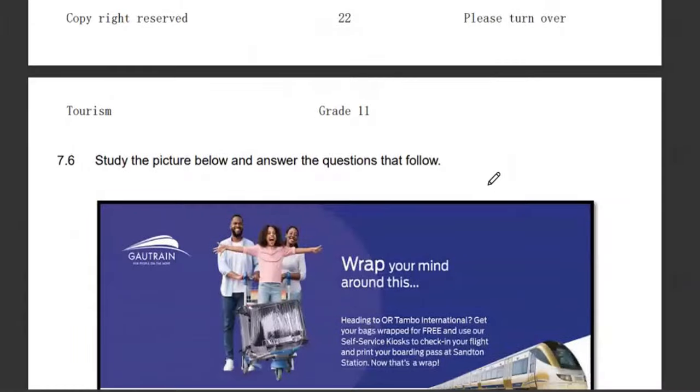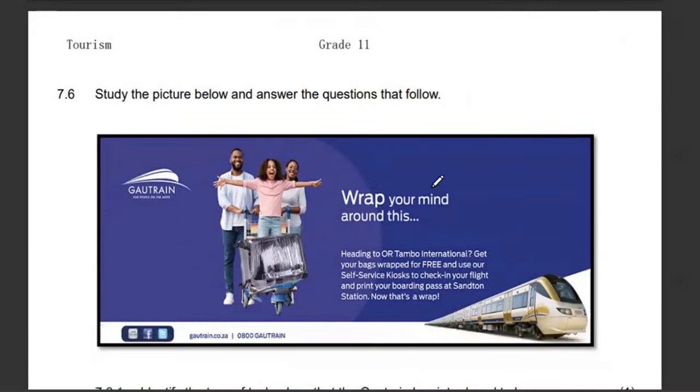So now let's move on to 7.6. Study the picture below and answer the questions that follow.